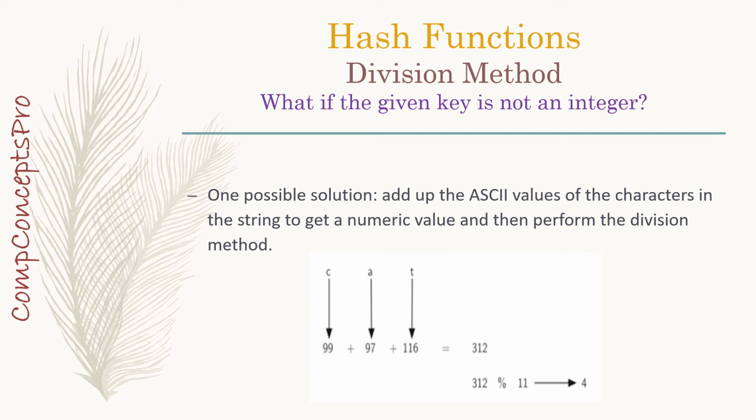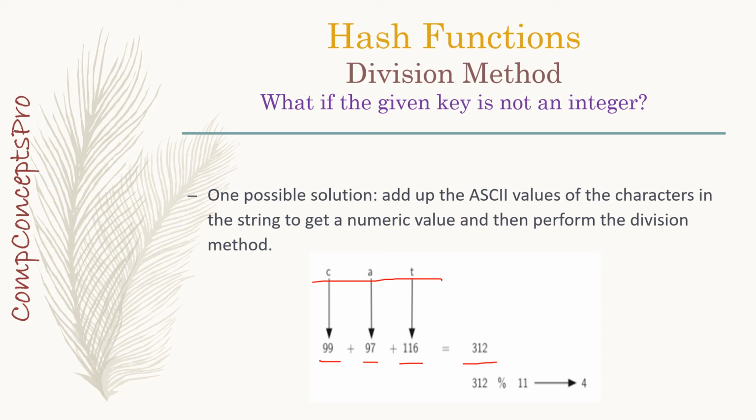For example, in this example, we have to convert the word cat into the integer key. So we'll add up the ASCII values of all the characters. The ASCII value for small c is 99, for small a is 97 and small t is 116. So the sum came to 312.